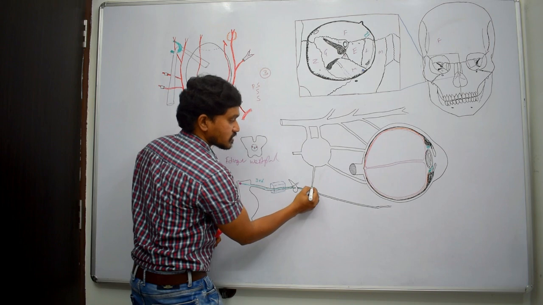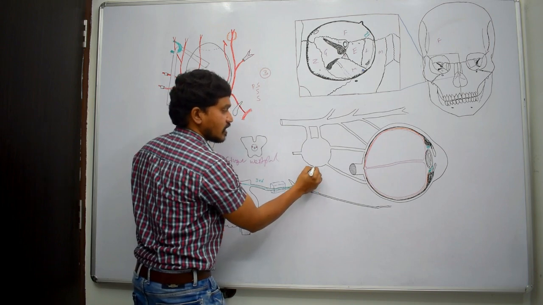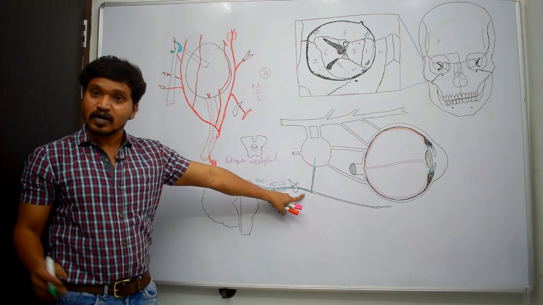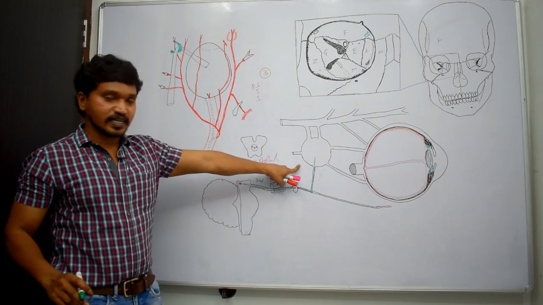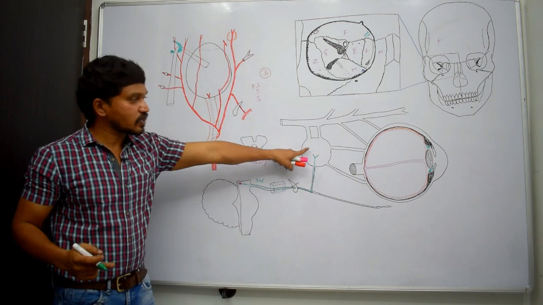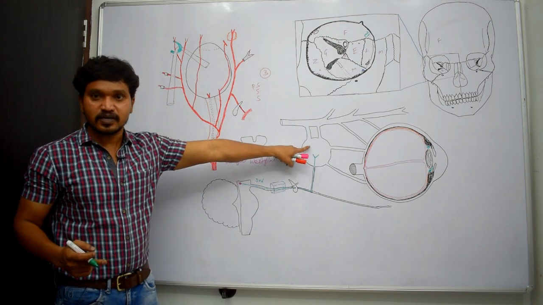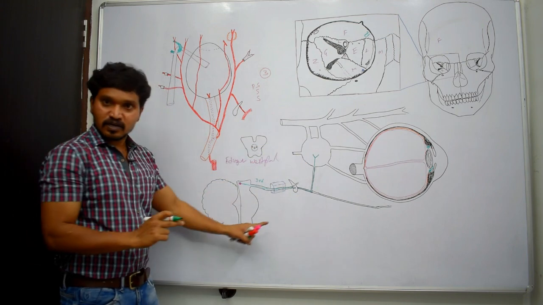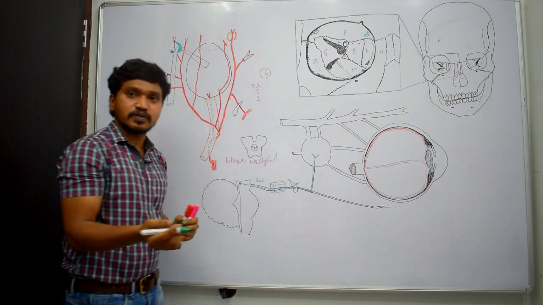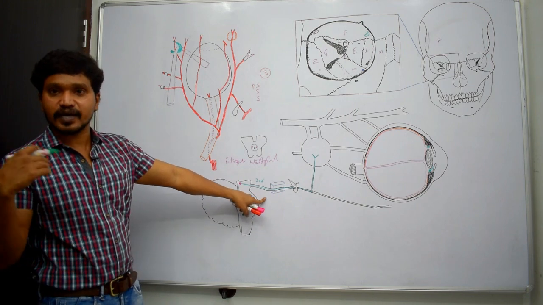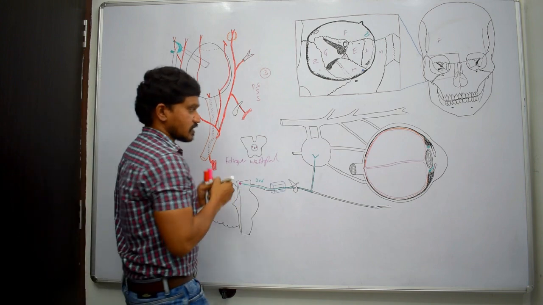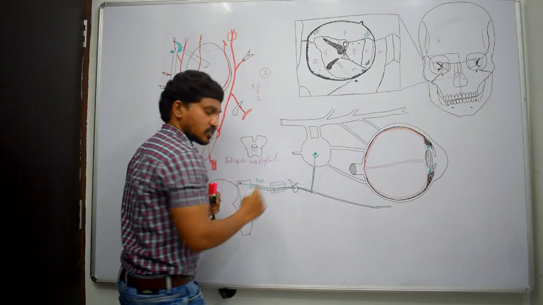Then these fibers enter the ciliary ganglion. There is a communication from the nerve to the inferior oblique to the ciliary ganglion, and through that communication these fibers pass into the ciliary ganglion. These are preganglionic nerve fibers. Now within the ciliary ganglion, these nerve fibers will relay. That means preganglionic fibers end and postganglionic fibers start. From here postganglionic fibers are starting.